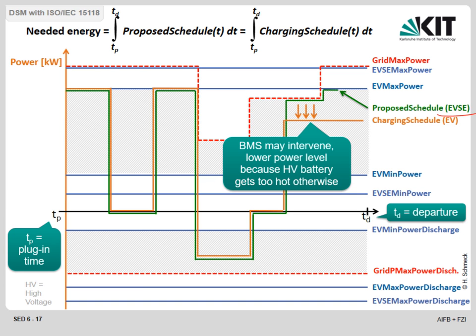And so the battery management system of the vehicle, BMS here, is part of the electric vehicle, and may intervene and use a lower power level, maybe because the battery gets too hot, or for some other reason. So the battery management system of the vehicle, for safety reasons, must have the ultimate decision on when to charge and when not to charge.